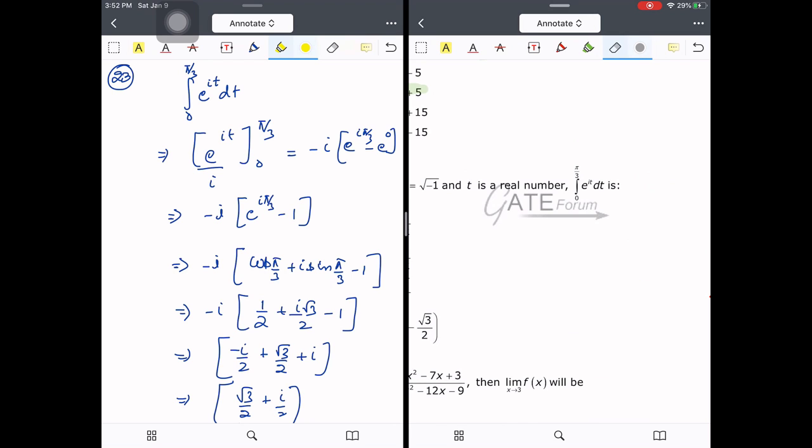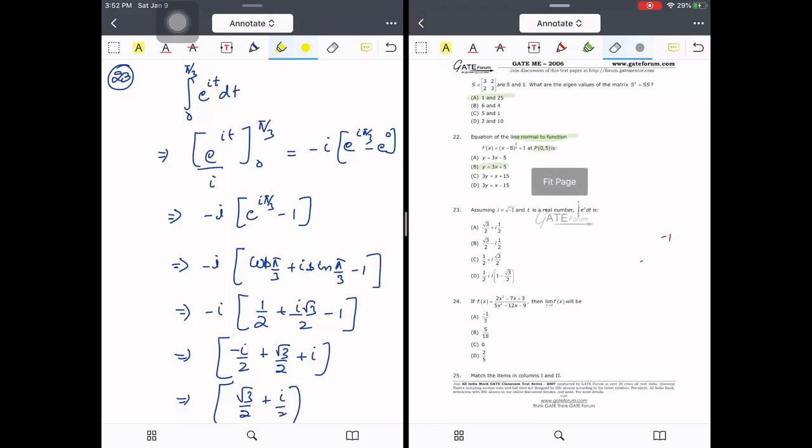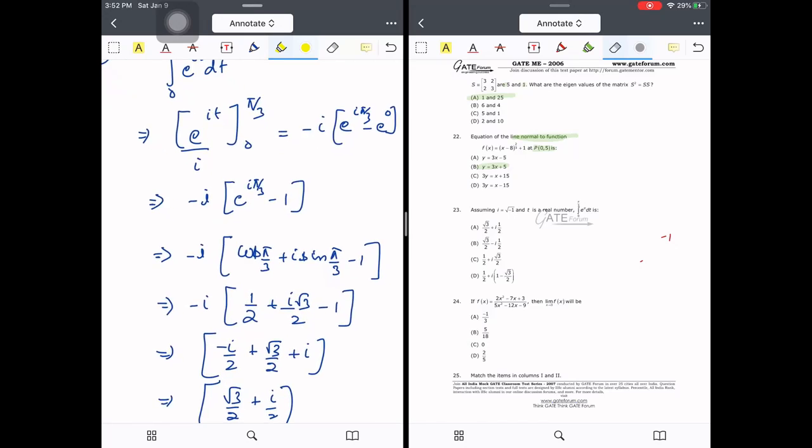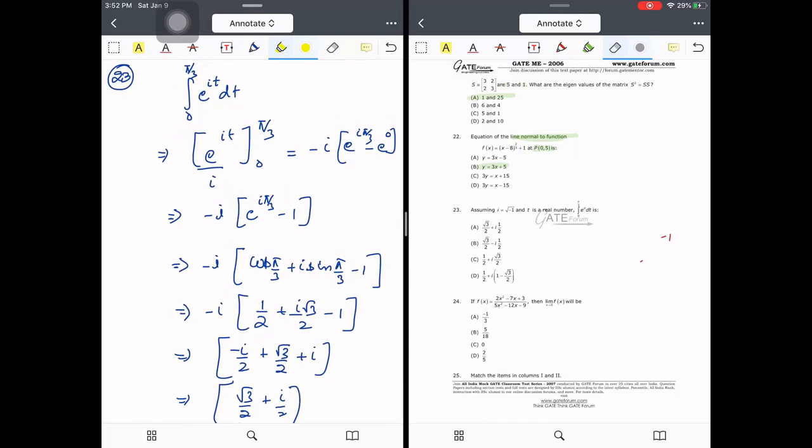Question number 23. Assuming i is equal to square root of minus 1, t is a real number, find the integration from 0 to pi by 3 of e to the power of i t dt. So this can be solved in many ways actually. You can use the Euler formula to expand it, or you can directly solve it this way.